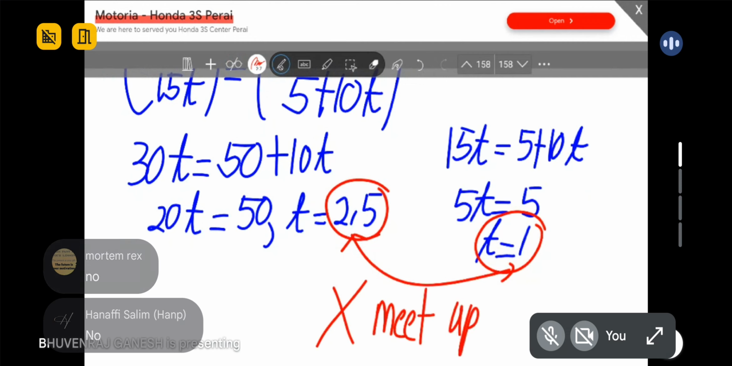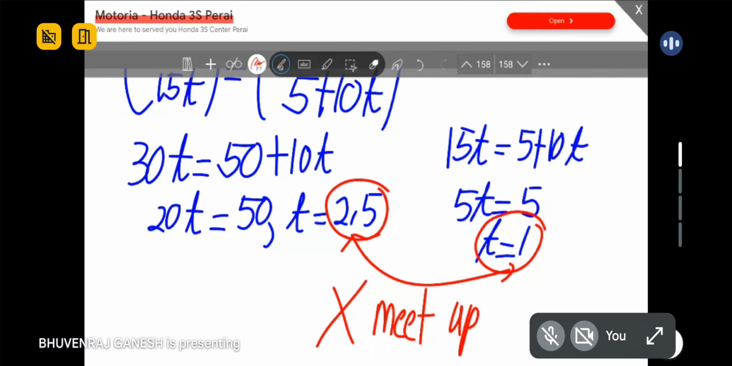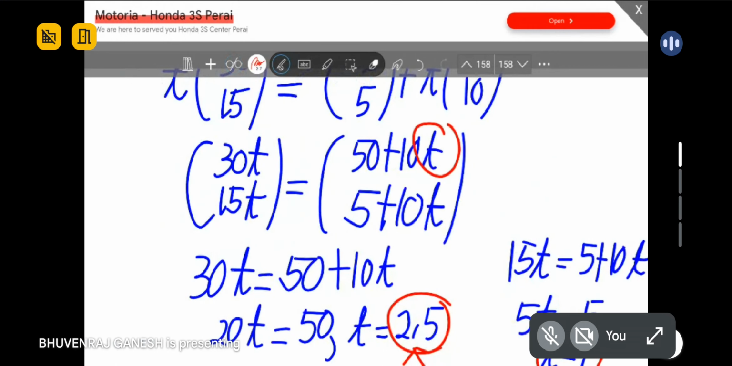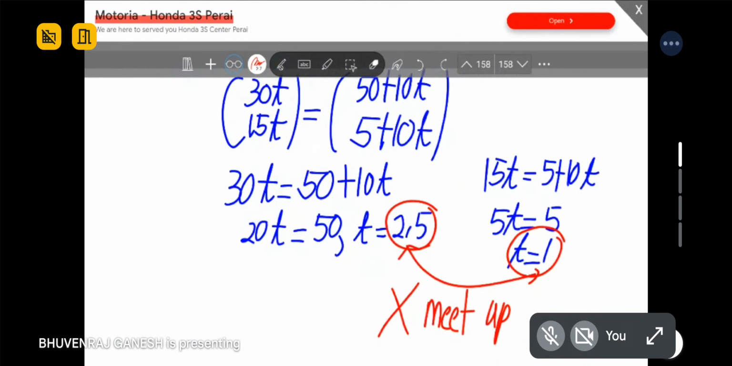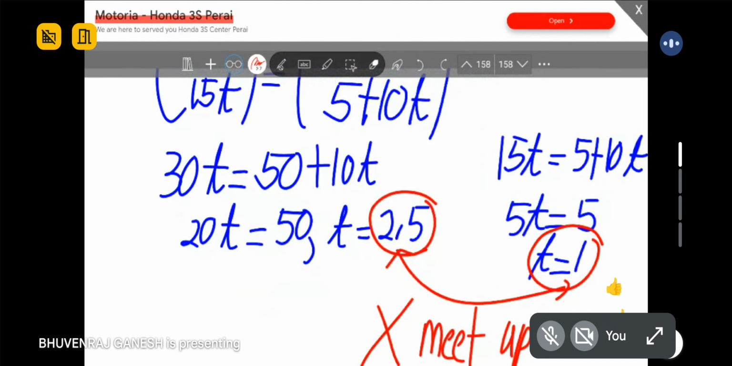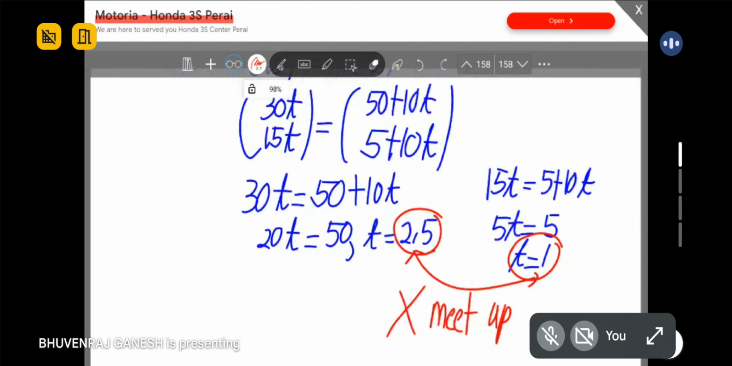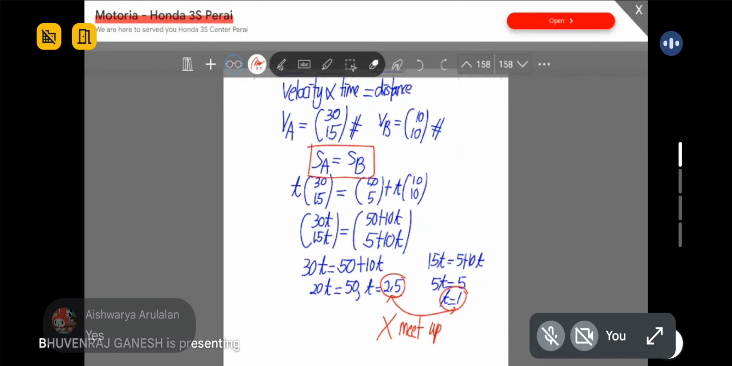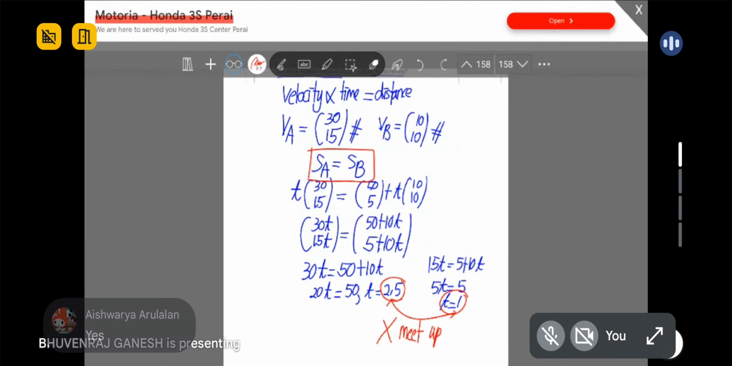That is how you prove it, guys. When you have two different values of T, automatically you cannot meet up. Tak boleh bertembung. But if your T value over here and over here is the same, then yes, you can meet up. That is the concept. Do you all understand, guys? Dapat? So if you get two different values of T, you won't meet up. Takkan bertembung. Okay? Understand? So this is how you solve this question. Take picture.